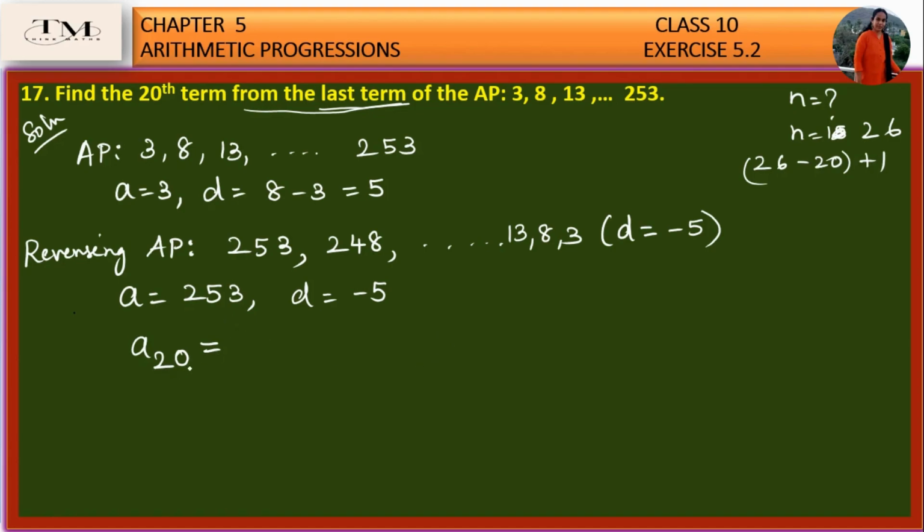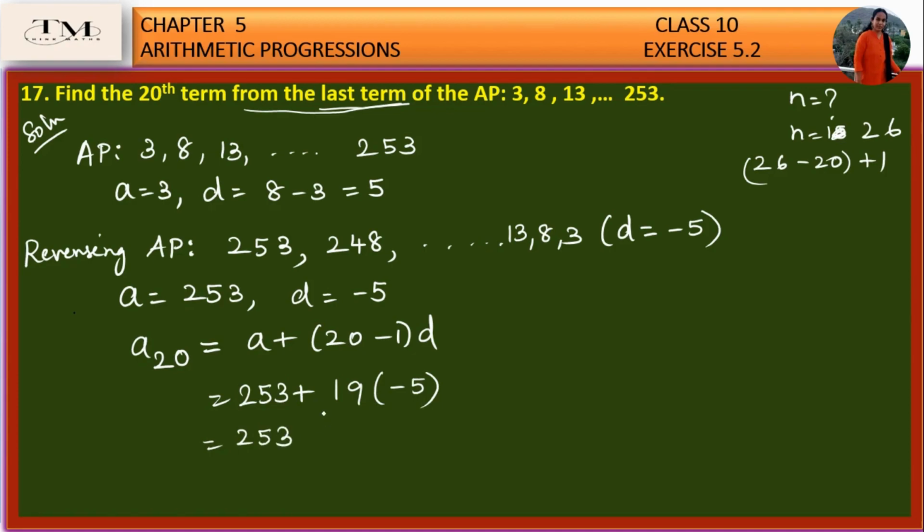So now a20 will be equal to, what is a20? a plus 20 minus 1 into d. So what is a? 253 plus 20 minus 1, which is 19. d is minus 5. So 253 plus into minus is minus 19 into 5, 9 fives are 45, carry 4, it is 95. So what is 253 minus 95?